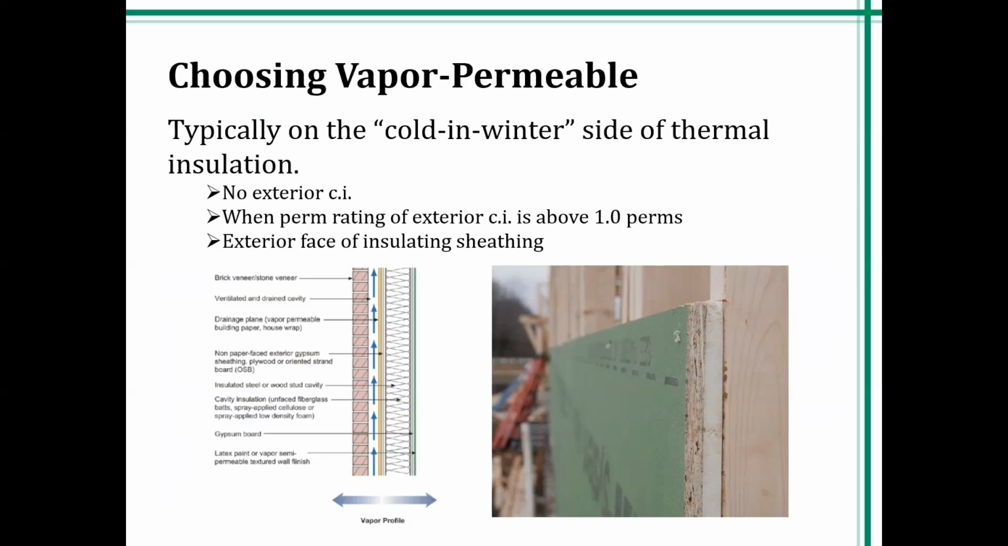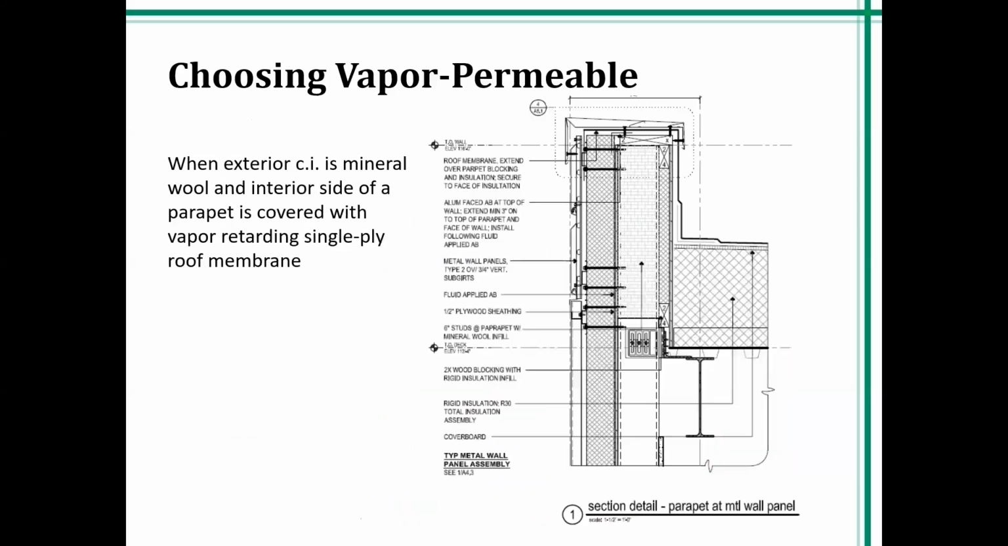the project team have wanted to add another air barrier by a second, third-party manufacturer applied to what already is an air barrier. And it usually results in a pretty disastrous result of moisture entrapment. So just be aware of that. But anyway, we want a permeable air barrier typically on the cold and winter side of the insulation where there's no exterior CI. When the perm rating of the exterior CI is above 1 perm, exterior face of the insulated sheathing as we're looking at here.